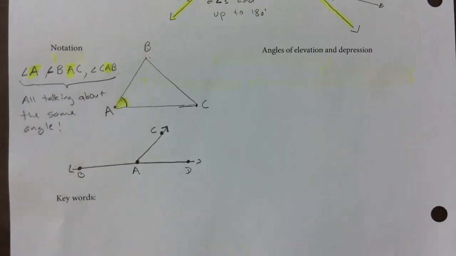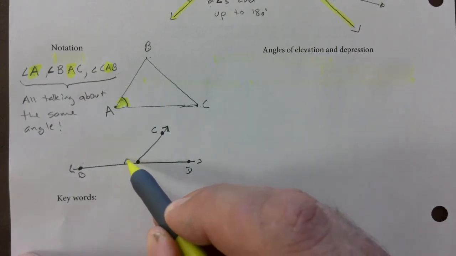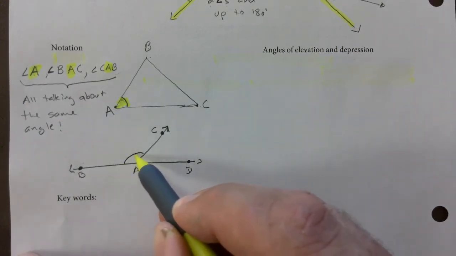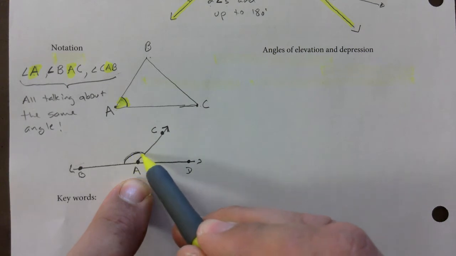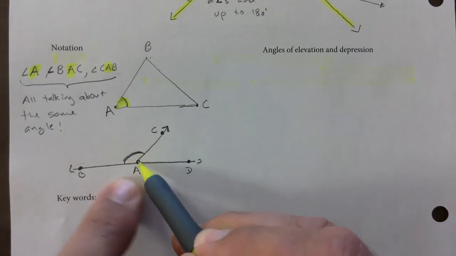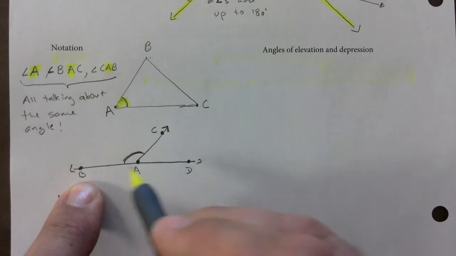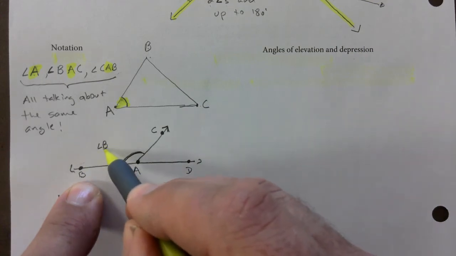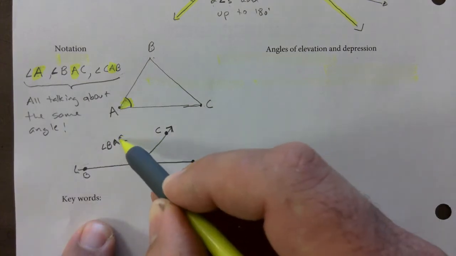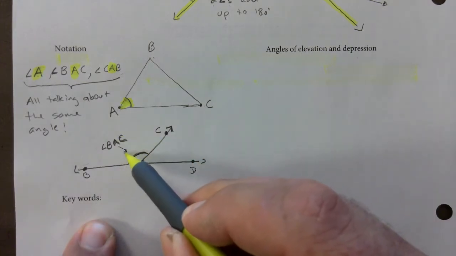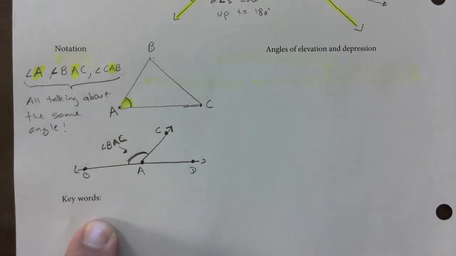If you wanted to talk about this angle right here, what would you use? Would you be able to just say angle A in this case? Is angle A good enough? The answer is no, right? Because if you're referring to this angle right here, A is in the middle for sure, but you're going to have to call this angle BAC. Right? This angle right there, you would have to use the three-letter notation.